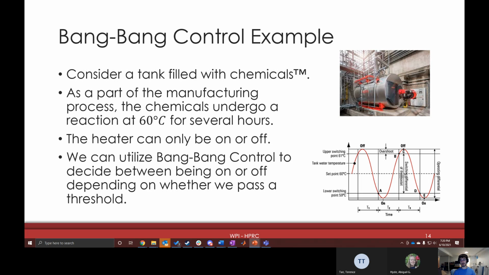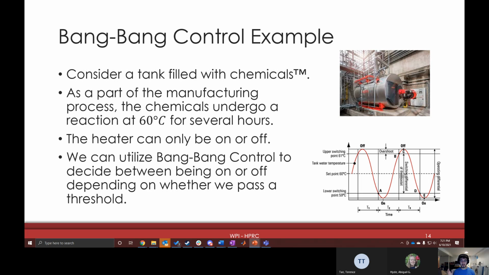In this example, you can see on the graph on the right, rather than flipping at a set point, there are threshold values. If you exceed 61, that turns off the heater. But if you go lower than 59, it turns on the heater. And so that ends up leading to your system oscillating around the set point. Obviously, you never settle exactly at the set point, but you might not need to. Keeping within plus or minus 1 degree might be good enough for your application.